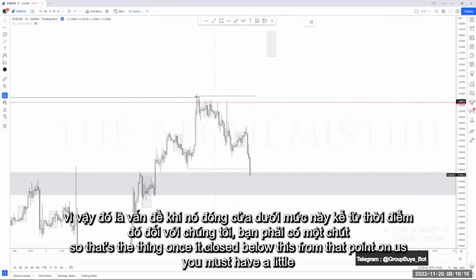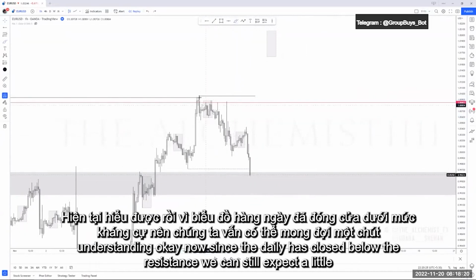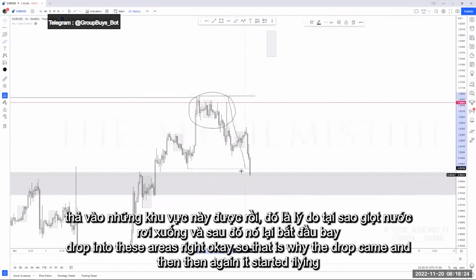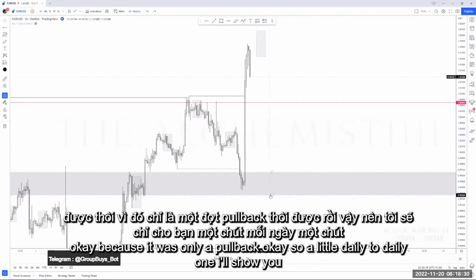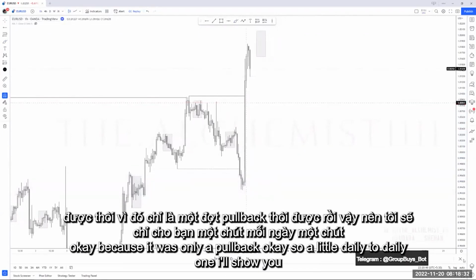So that's the thing. Once it closed below this, from that point onwards, you must have a little understanding. Now since the daily has closed below the resistance, we can still expect a little drop into these areas, right? So that is why the drop came. And then again, it started flying, because it was only a pullback. So, a little daily to daily one.